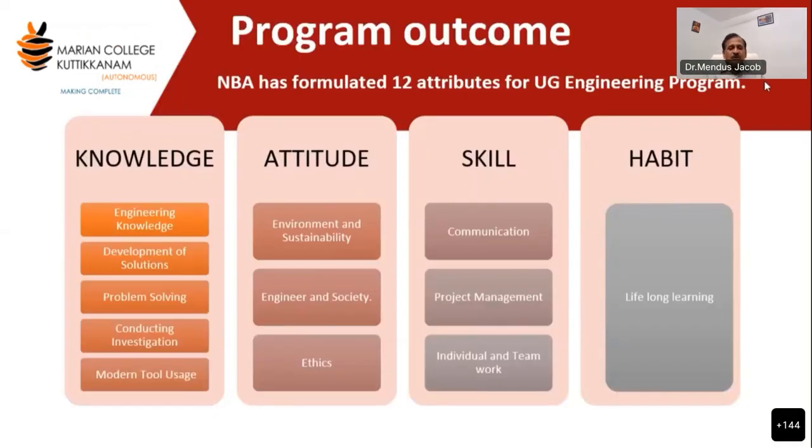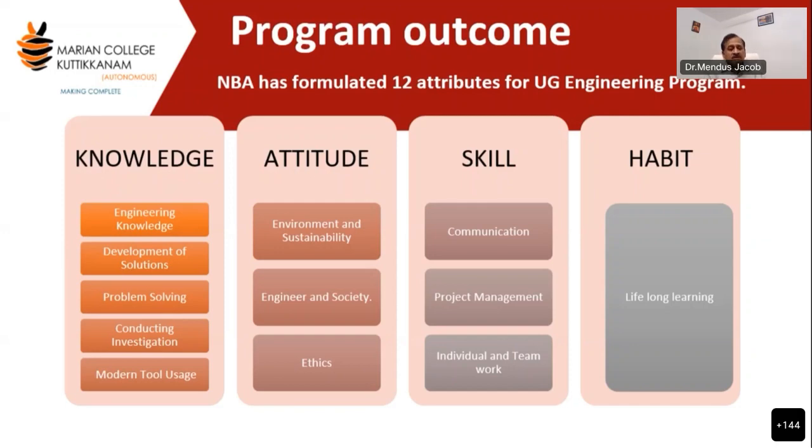Now coming to the POs. These are the POs listed by the National Board of Accreditation for engineering colleges and business schools. And this is for engineering colleges. You can see engineering knowledge, development of solutions, problem solving, etc. And all these graduate attributes will be converted into POs. You can broadly divide all these graduate attributes into categories like this. Some of the graduate attributes come under knowledge, some under attitude, some under skill, or finally habit.